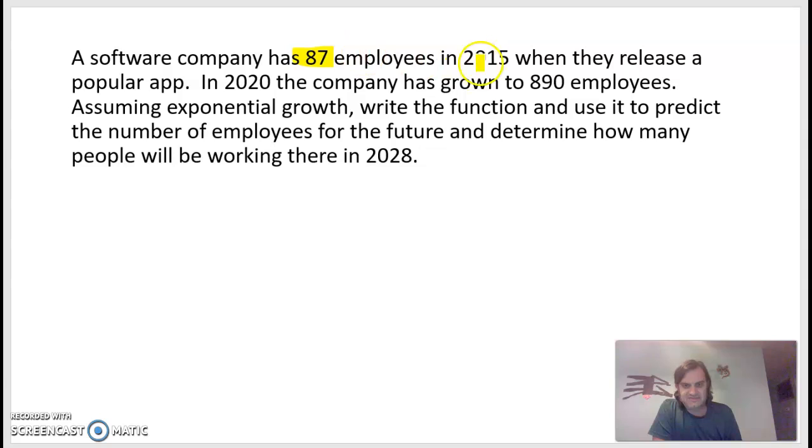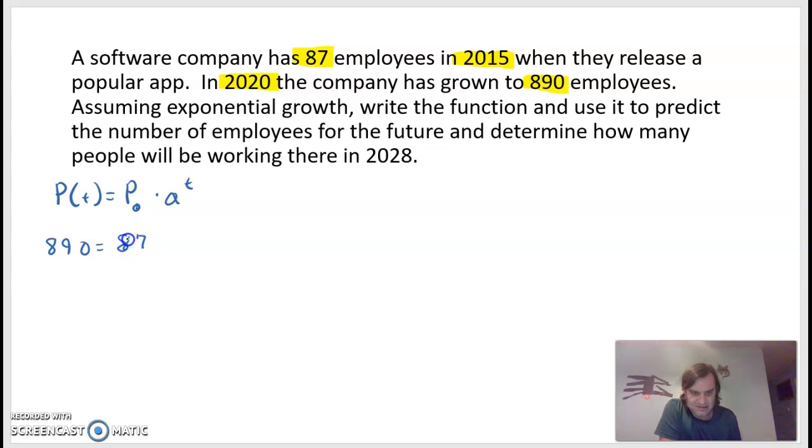Let's see what we got here. We got that we had 87 employees in 2015, and then in 2020 we have 890. So let's use that information. So we're going to once again use our P of t equals P sub 0 times a to the t, our population growth formula. So we're going to say that we ended at 890 employees, and we started at 87. Okay, and we're looking for that A, but that went from 2015 to 2020, so that was over a 5-year period. So I'm going to divide out that 87.